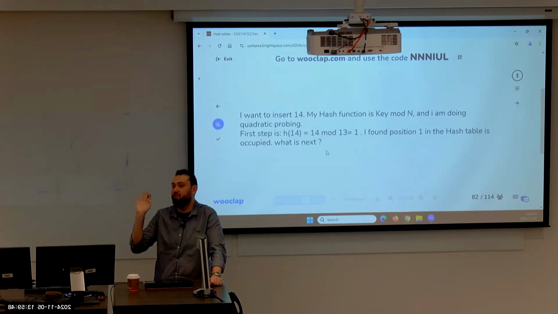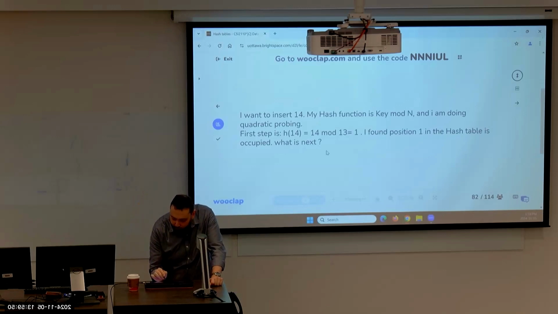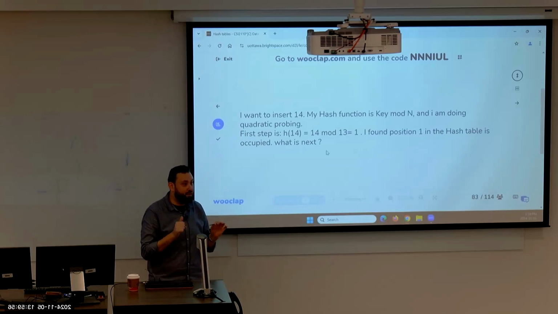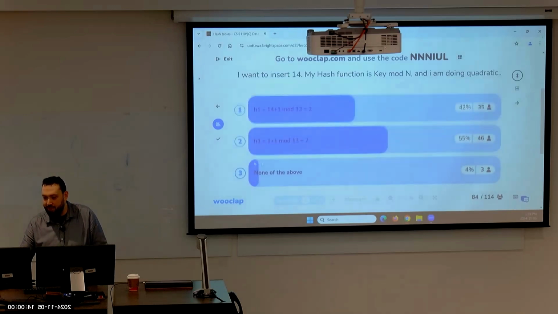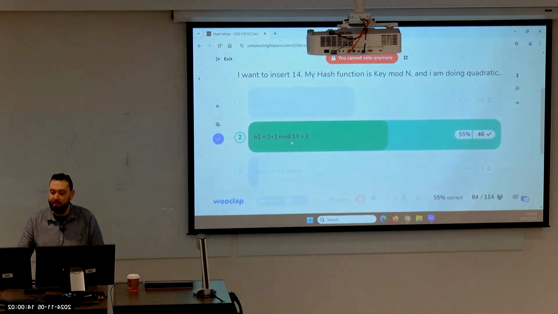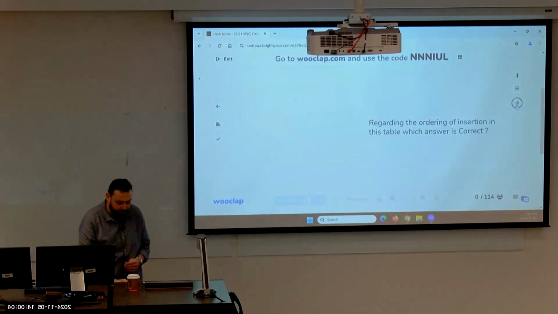There is no reason to put the key, right? So we're going to put the H_K, which is 1. Is this clear? Okay. That means the answer is 1 plus 1 mod 13. Okay, so let's continue.